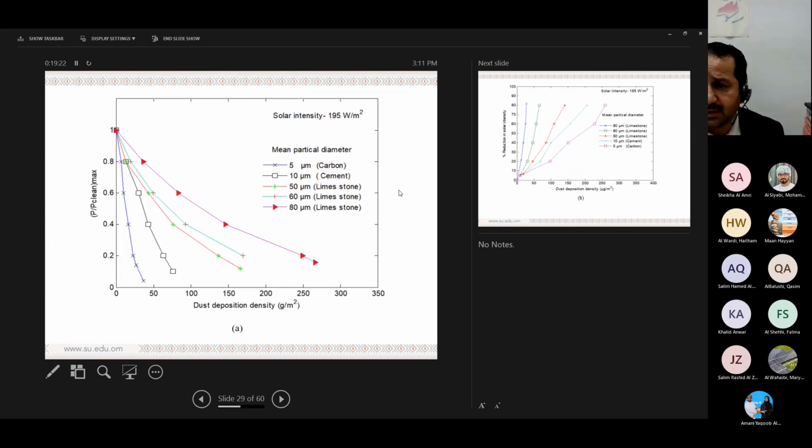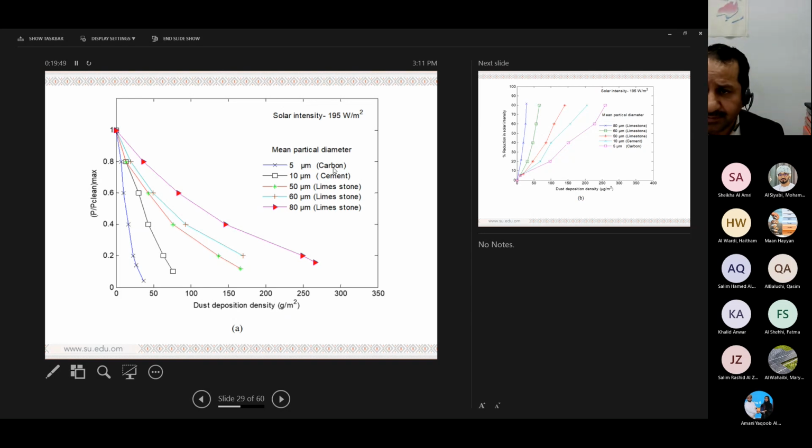These are some examples of the results, just to show you the power here. P is with respect to a normalized value, regardless of the rating of the panel or the module. And here is the accumulated dust density in gram per square meter. The trend is going down. The relation is decay, regardless of the solar irradiance, which is measured as 195 watt per square meter.